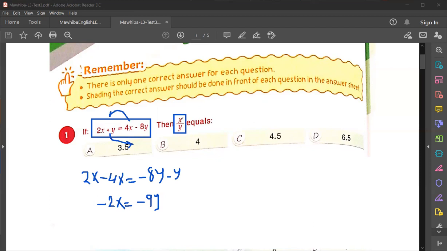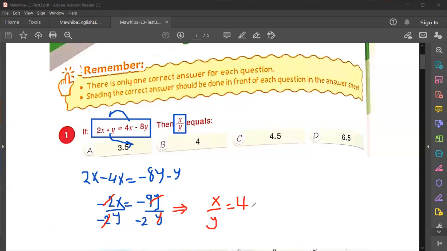So we need x over y. So you must divide here by y and also here by y. But I have here minus 2. Yes, you divide here by minus 2 and also here by minus 2. So you can simplify now minus 2 with minus 2 and y with y. Then what is left is x over y equals 9 divided by 2.